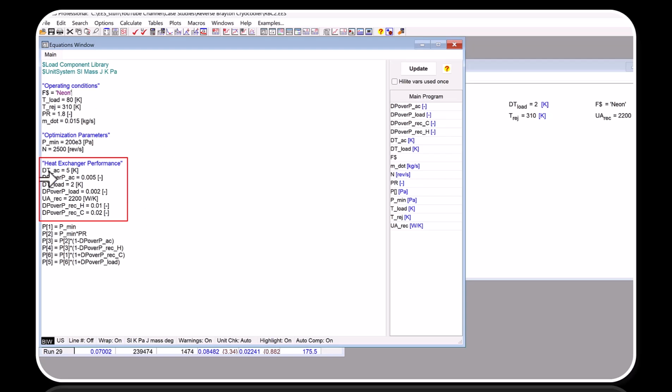So these are the heat exchanger performance parameters. This is the approach temperatures of the two heat exchangers that represent the aftercooler and the load heat exchanger, and then the conductance of the recuperator, and then the fractional pressure drop for every single heat exchanger.